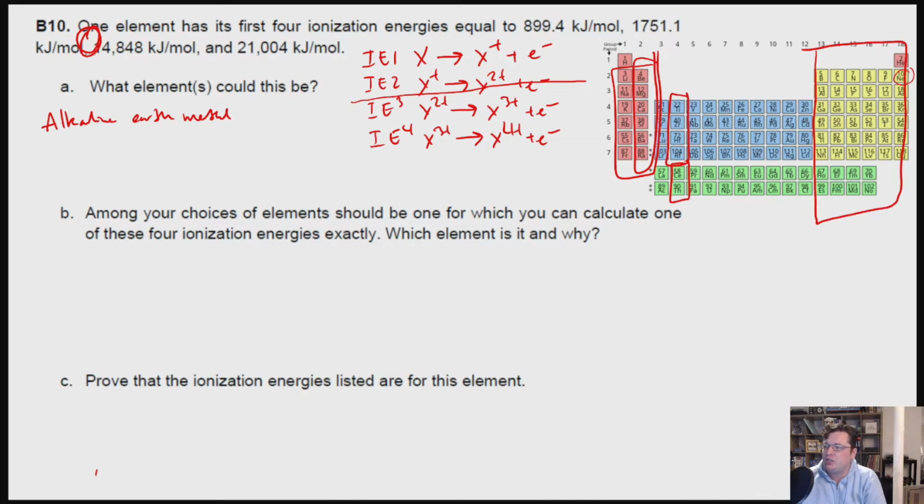Part B: among your choices of elements should be one for which you can calculate one of these ionization energies exactly. Which element is it and why? Thinking about this, in this class we've only really used one equation with which you can calculate the energy levels of orbitals, and that's the Rydberg equation.